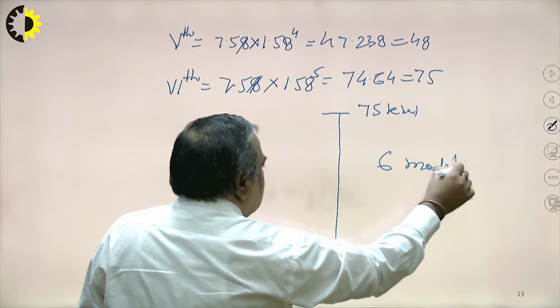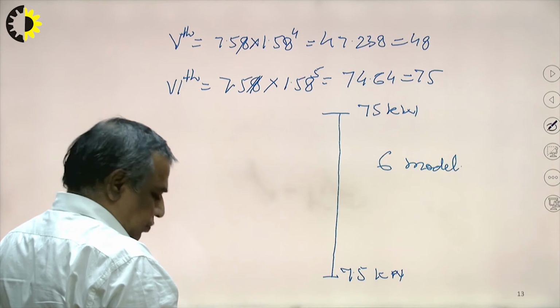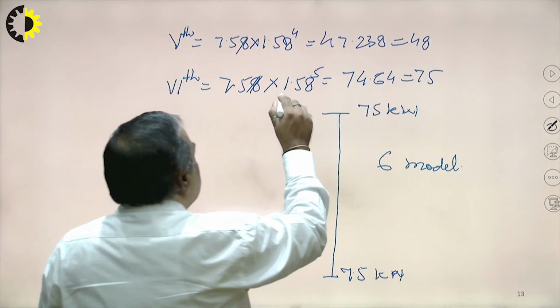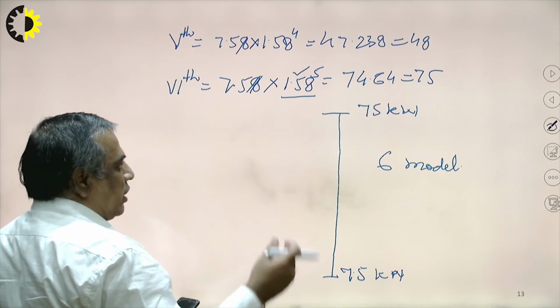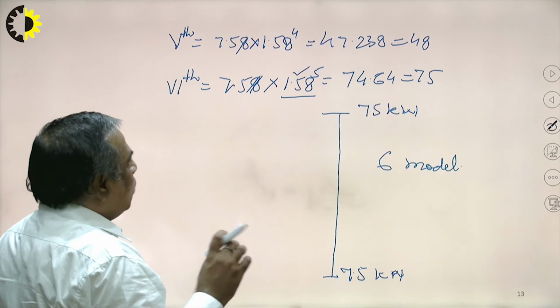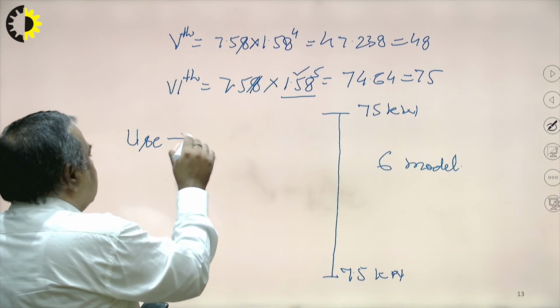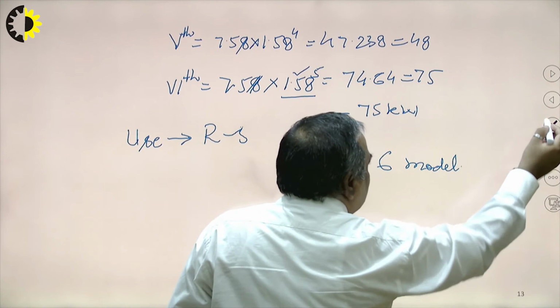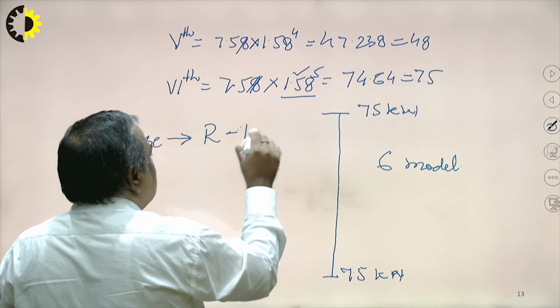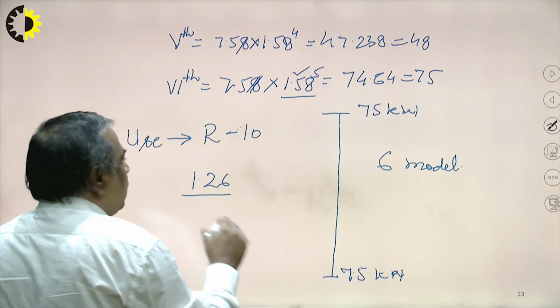Now if you want to increase the number of the modules here, then what you can do, you have to use the lesser. If you maintain this 1.58 itself and you want to get the 7 modal, you will not be able to insert the 7 modal because the range is given 7.5 to 75 kilowatt. Then you have to use the next series, that is R10, for which the series factor will be 1.26, and you will get the intermediate.